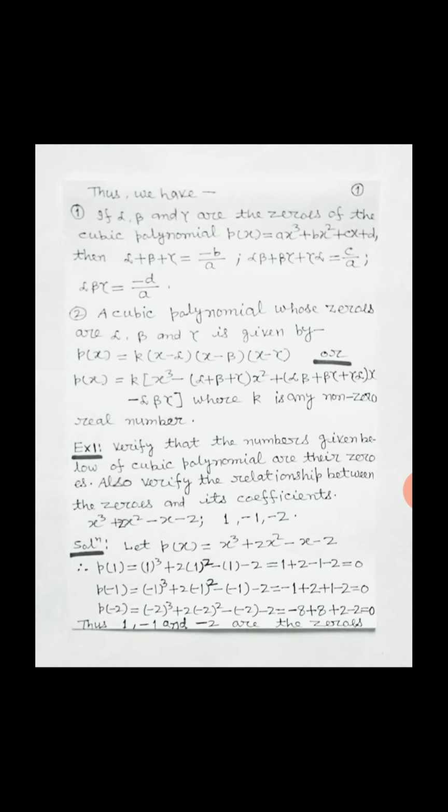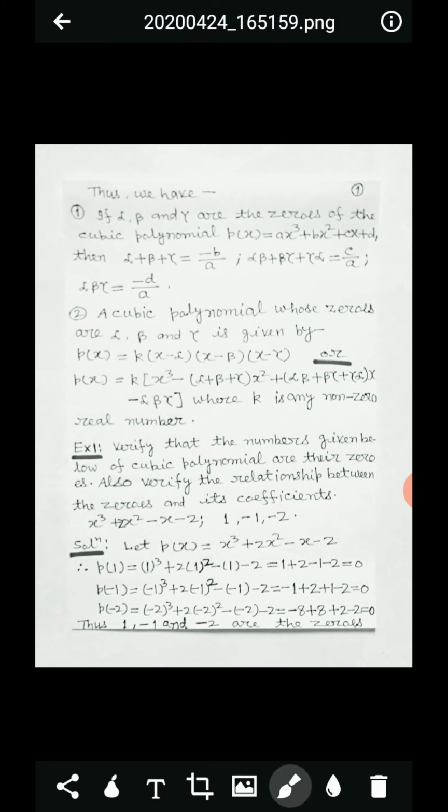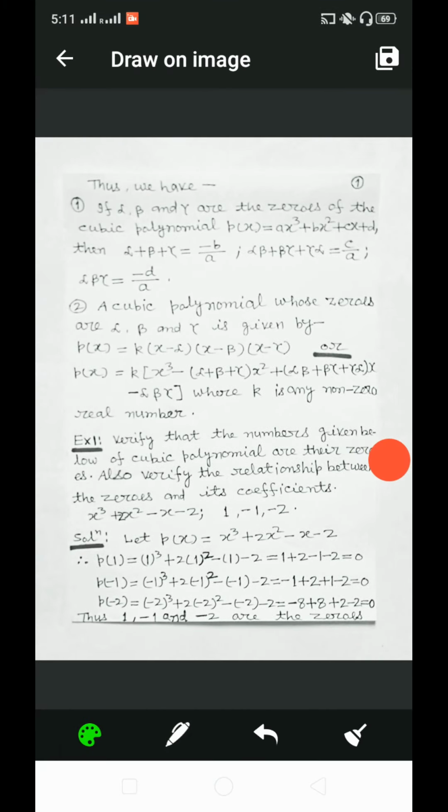Today in this video I will discuss the division algorithm for polynomials and the solution of some questions from NCERT. Dear students, we had already discussed the relation between zeros and coefficients of a cubic polynomial.